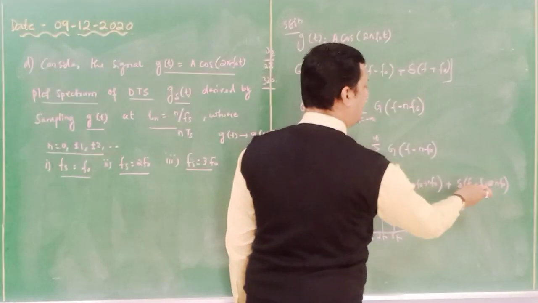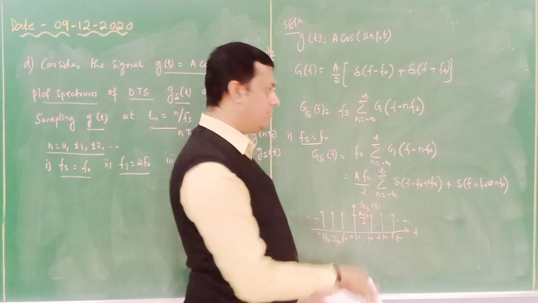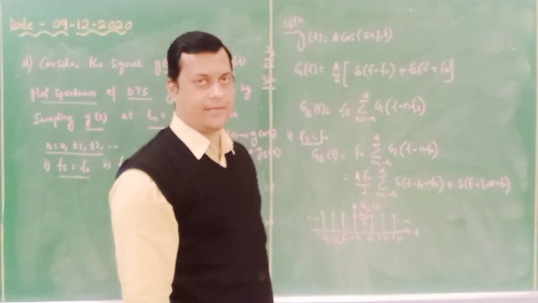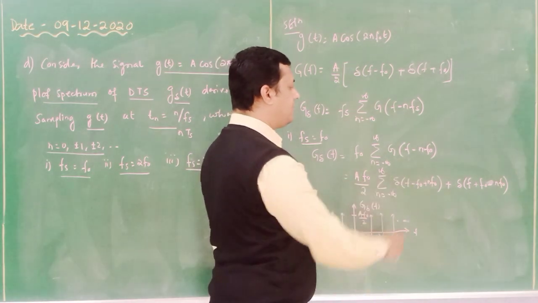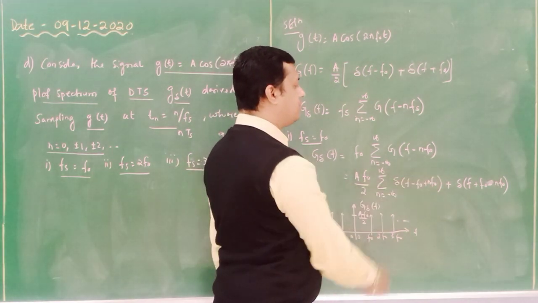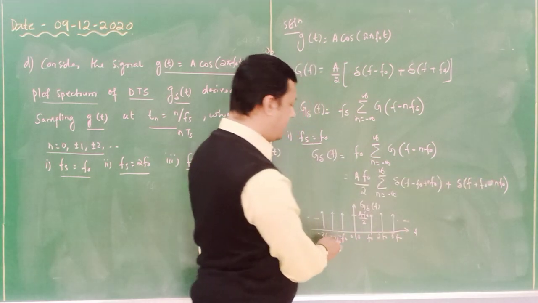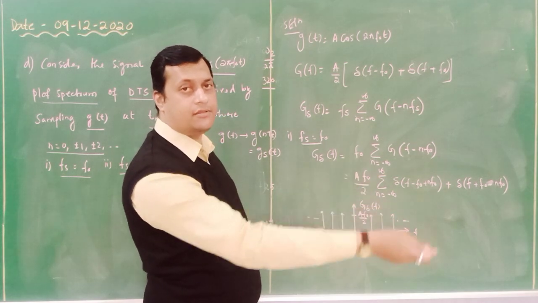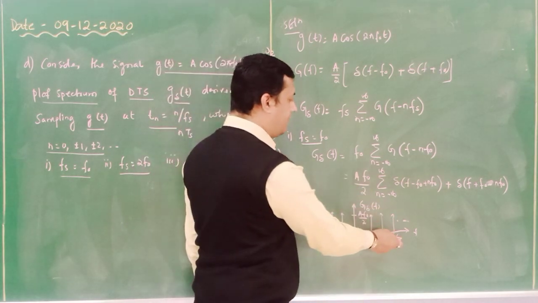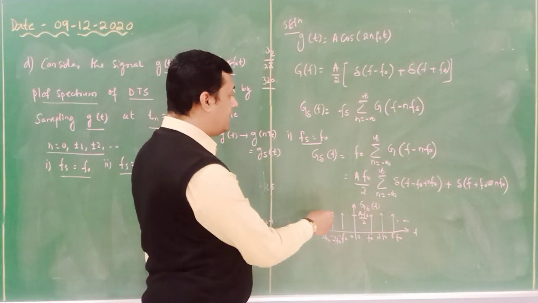Similarly, here if n is 1, F naught and F naught will be cancelled out, same position it will identify. Done? Similarly, if you substitute n is minus 1, this is minus 2 F naught, and here it is plus 2 F naught. So this 2 F naught and minus 2 F naught you will get. Similarly, if you substitute n is equals to 3, one you will get 3 F naught, one you will get minus 3 F naught.